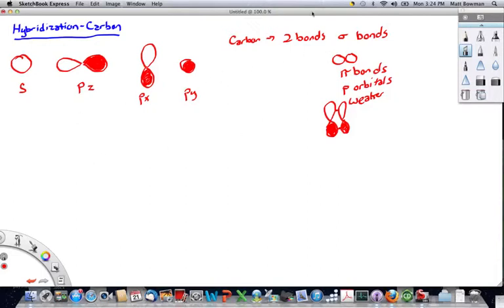Okay, now, to further complicate things, carbon doesn't use the s orbital as is. Instead, it uses a hybrid orbital, which is a mixture of an s and either 1, 2, or 3 of the p orbitals, depending on what it needs. Single bonds, carbon-carbon single bonds, are sigma bonds.